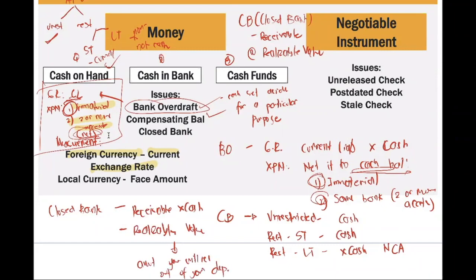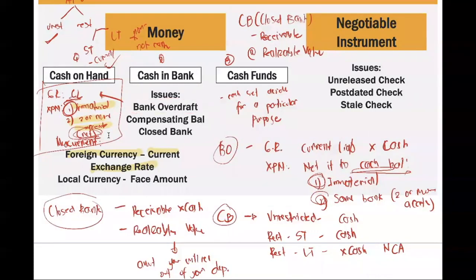So for example, your deposit is 500 million pesos. Whatever realizable amount you can collect out of that is considered realizable value. So for example, out of 500 million, you can only collect, let's say, 389 million. So the 389 million is considered your realizable value. Okay? Issues in your cash in bank: bank overdraft, compensating balance, and closed bank. I hope we are clear on these items.